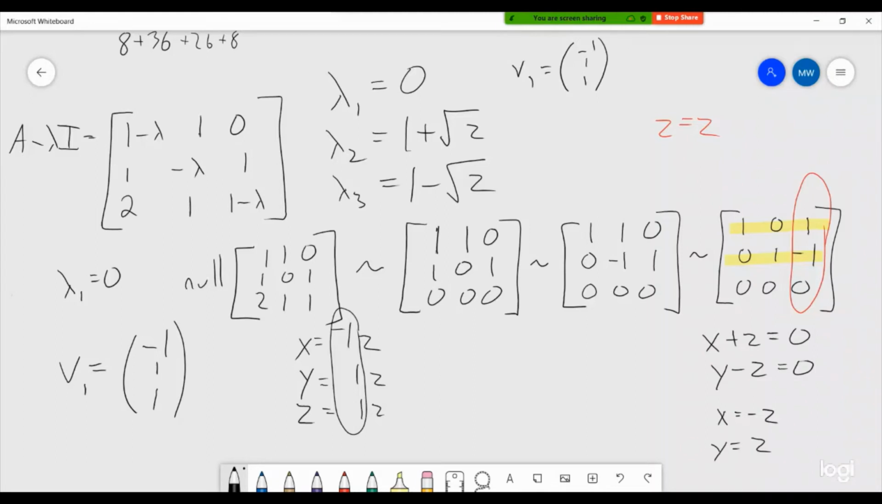Does that process make sense to everyone before we jump into the one that has a bit more algebra in it? Cool.